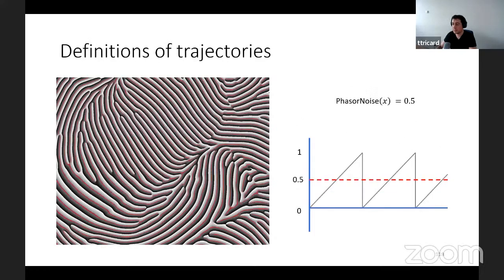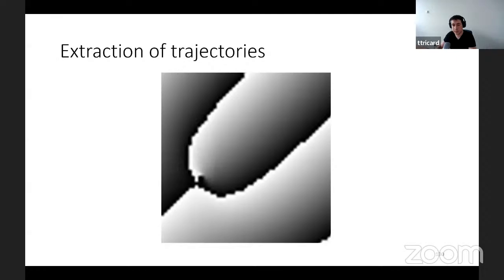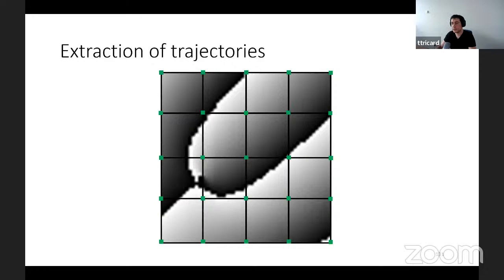And using that, we can easily define an ISO value that we want to extract. So thus, we already have a good definition of these trajectories. And so to extract them, we approached the problem a bit like a marching squares algorithm. So we discretize the space with a regular grid. And in each point of this regular grid, we sample the field. And then on each edge of this grid, we check whether the ISO value crosses the edge or not.